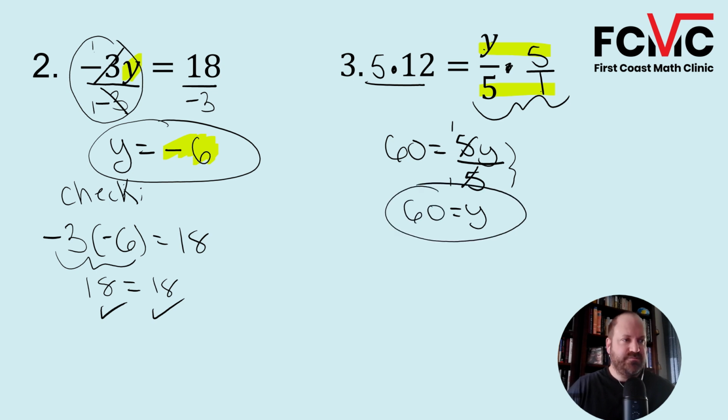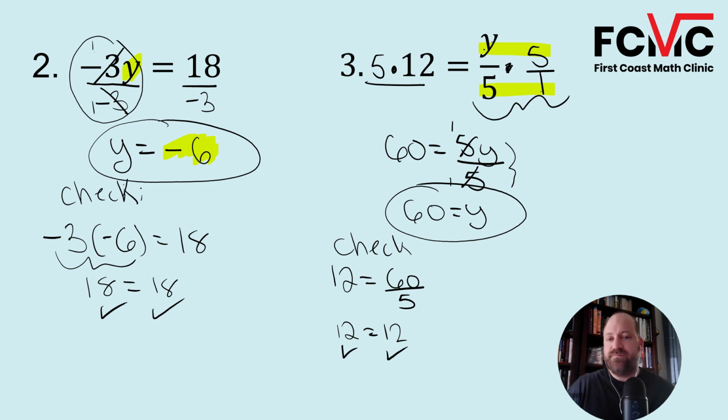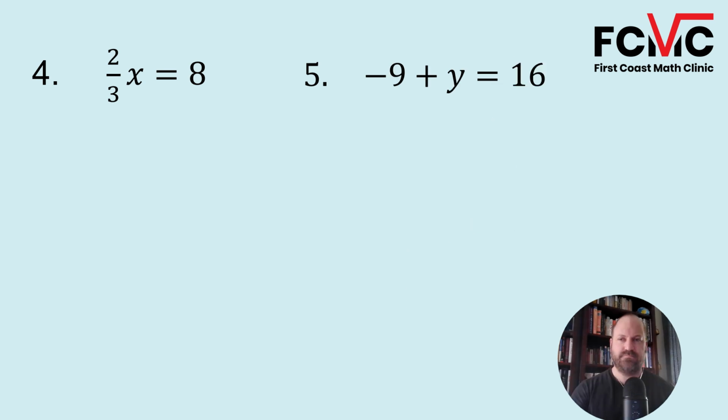Now let's check. So I'll get 12 equals 60 over 5. And 60 divided by 5 is 12. The left side and the right side are equal. So our answer checks, and y equals 60. All right, let's do a couple more examples.